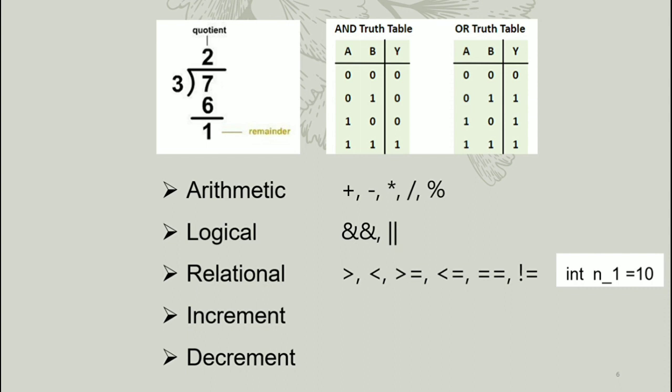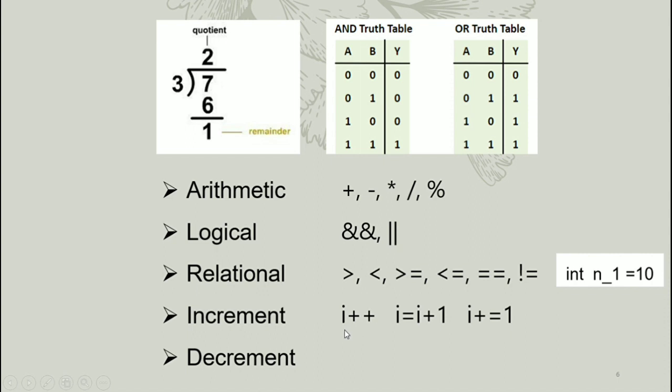Next one is increment. Increment is nothing but to increase the value. Like here you can see i = i + 1, which means you will be increasing the i value by 1. If you want to increase the i value by 2, then you can use i + 2. Instead of this, you can also use simply i++. This specifies i + 1.